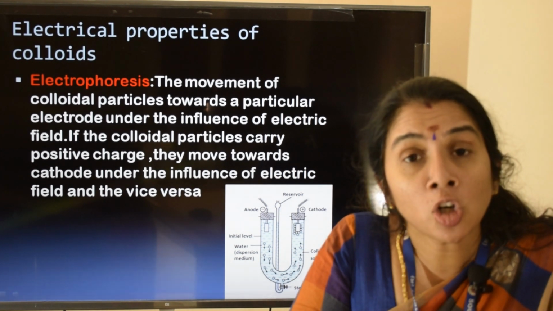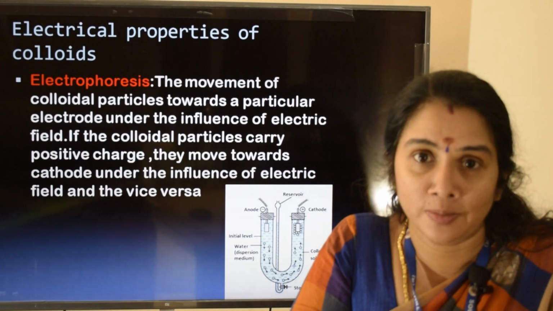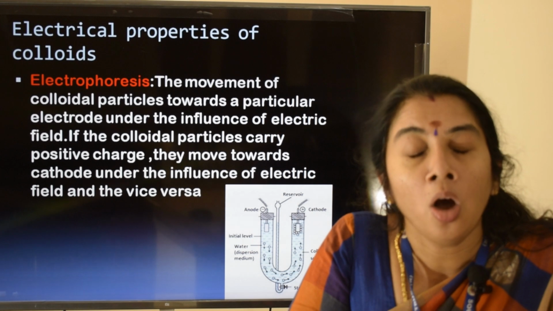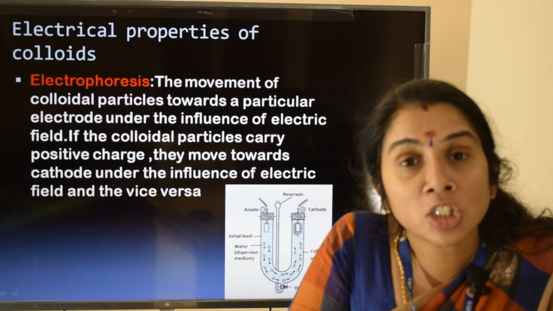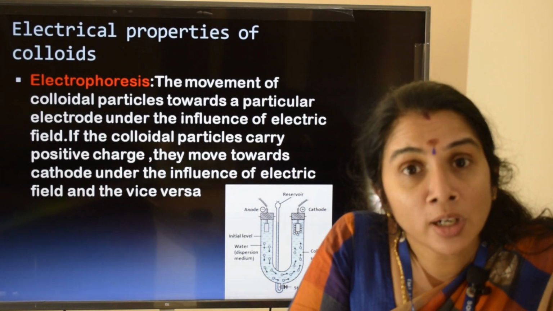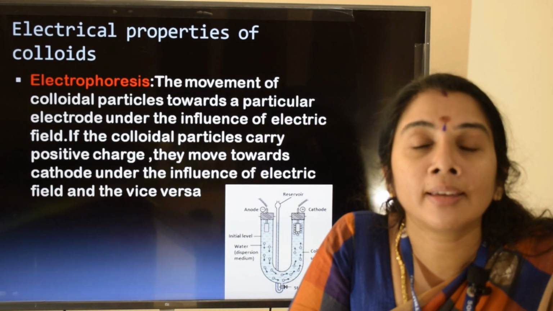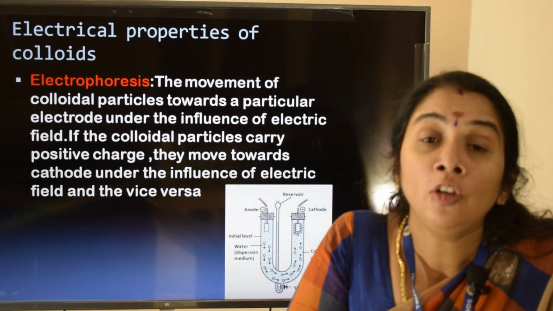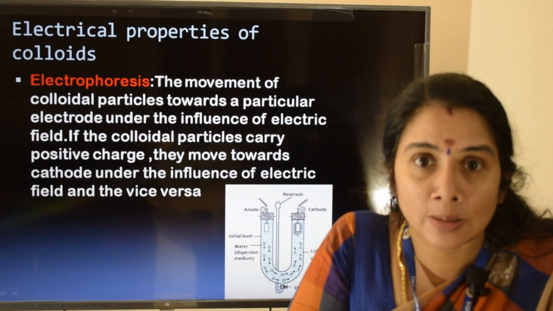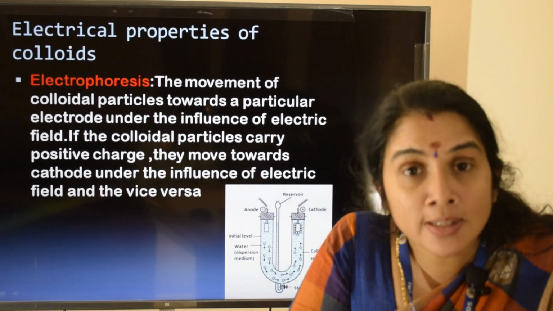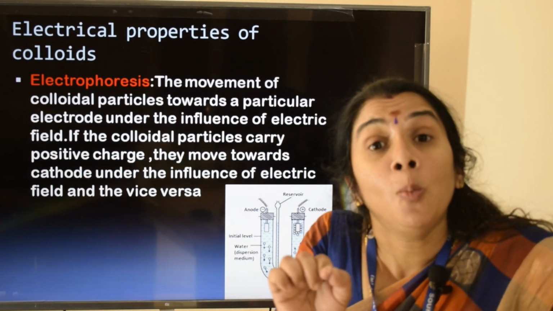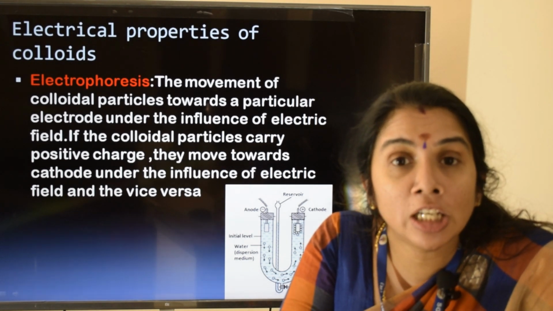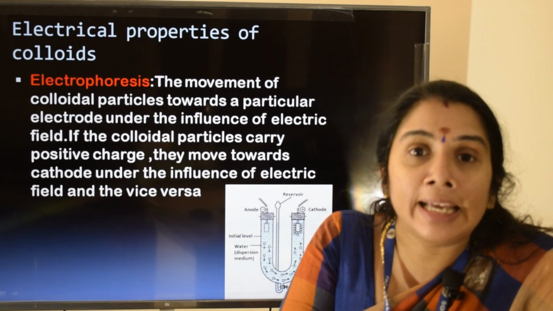That is, if your colloidal particle is positive in charge and is subjected to an electric field, obviously your positively charged colloidal particles get attracted towards the negative electrode, that is the cathode. So all the particles will be moving towards the negative electrode, which is known as electrophoresis. Electrophoresis is defined as the movement of colloidal particles to the oppositely charged electrode when subjected to an electric field.